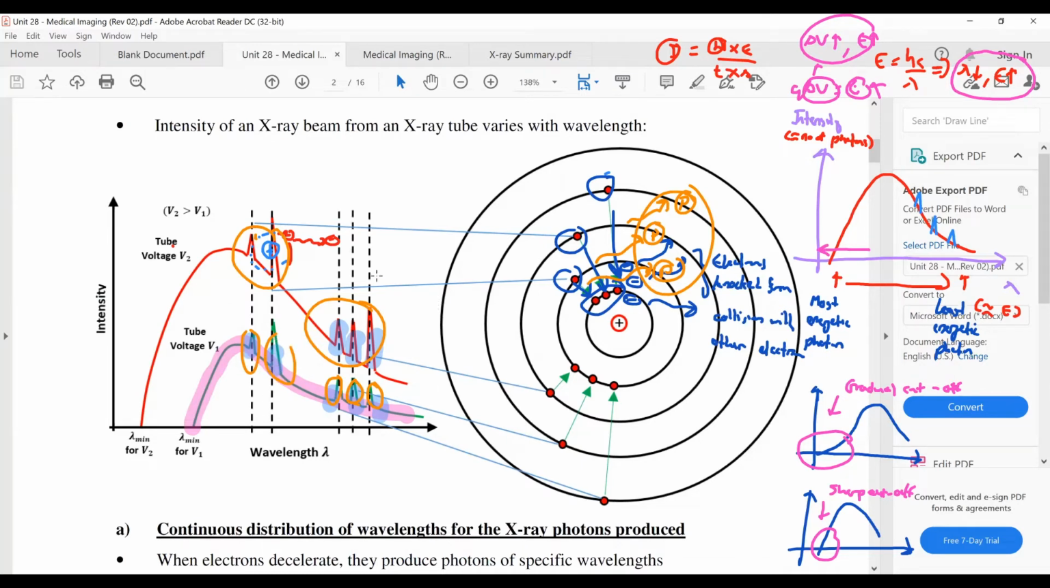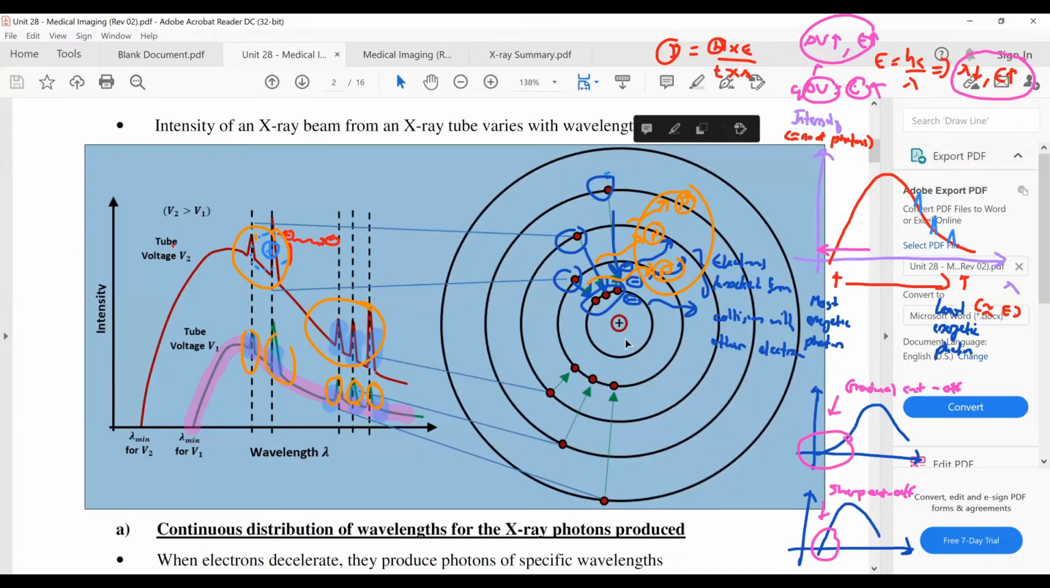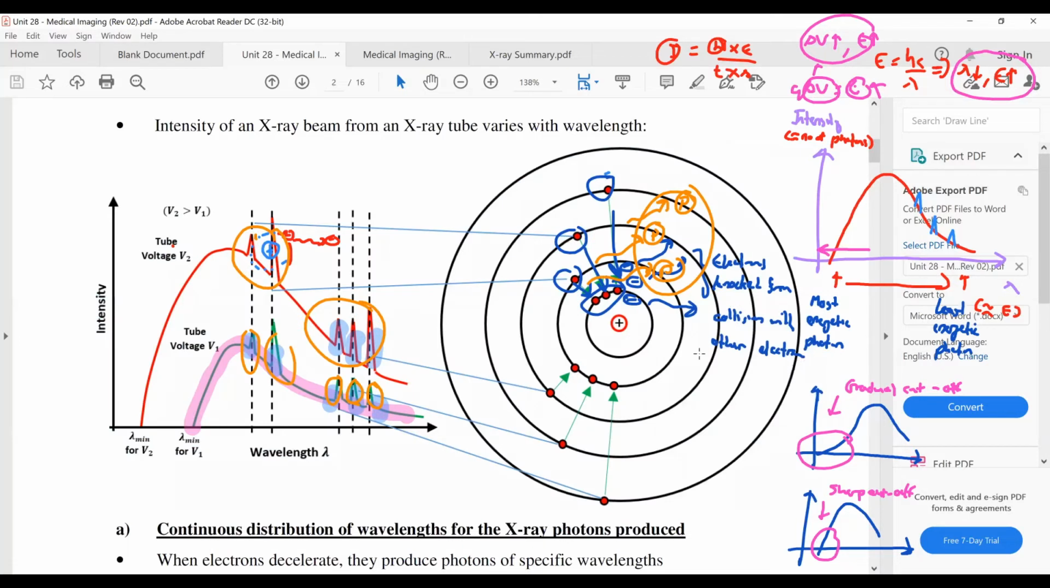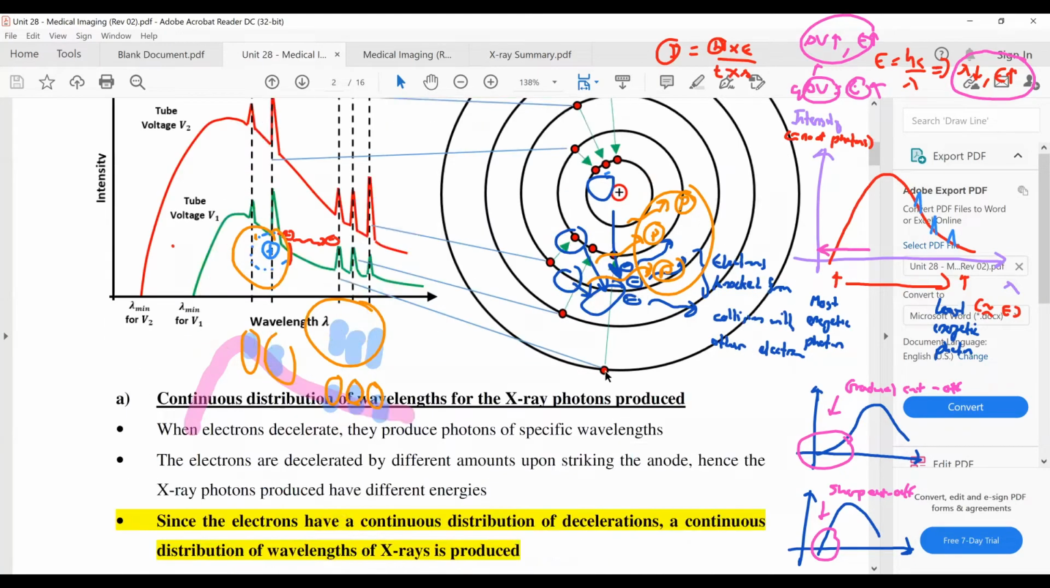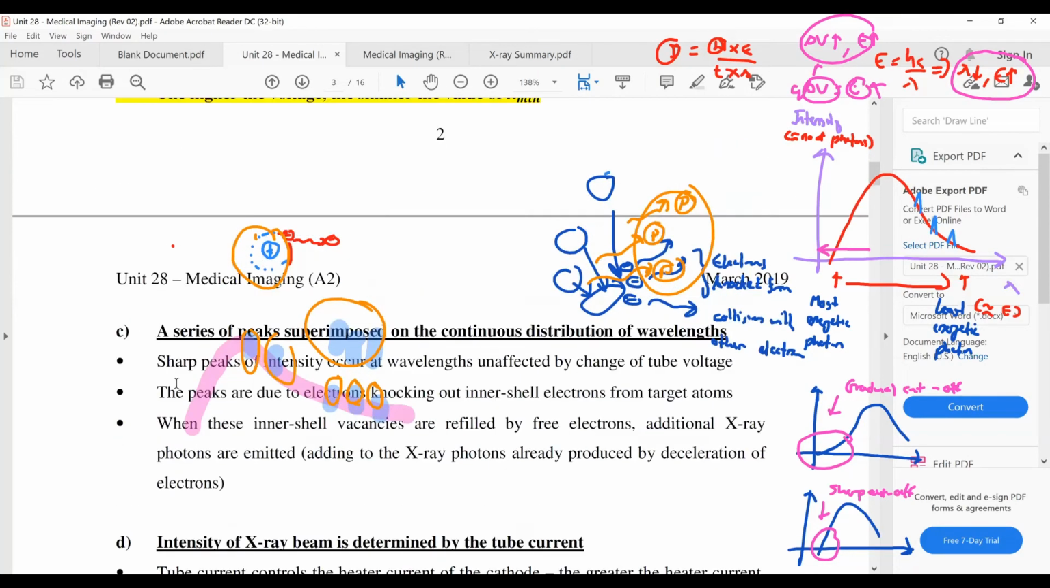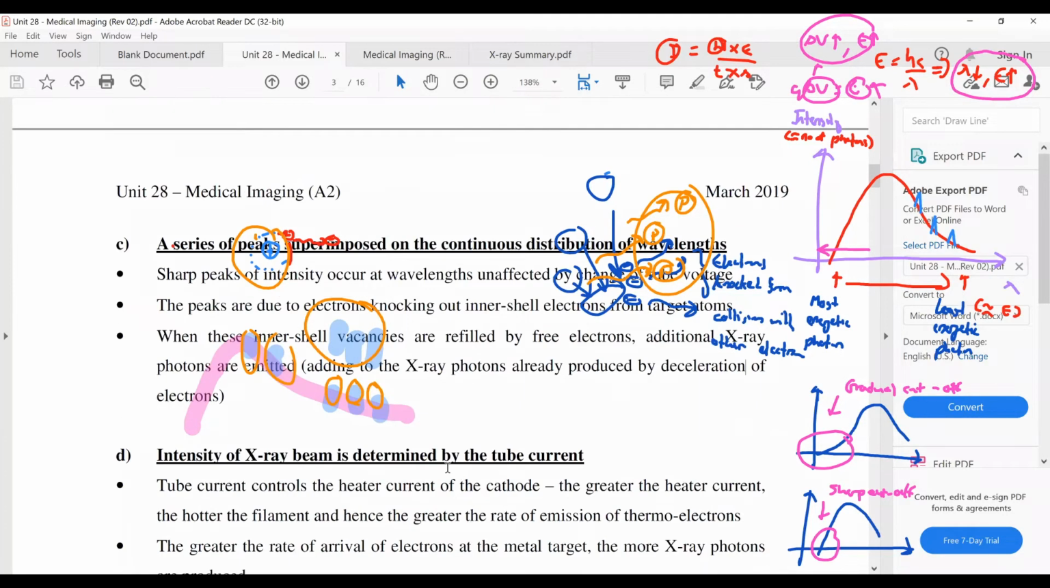Okay, because here you're using the same element. Same element means same electron configuration, same electron energy levels. So you're always getting back photons with exactly the same energy, same wavelength. Okay, so hence this one is basically telling you that. All right, the initial vacancies are refilled by electrons. Additional X-ray photons are emitted, adding to the X-ray photons already produced by the deceleration of the electrons.